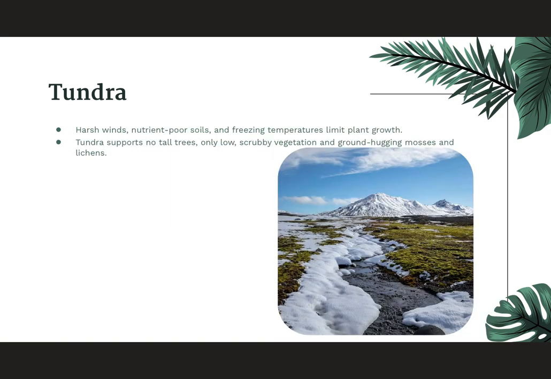So the tundra also has very harsh winds, nutrient poor soil, and freezing temperatures that limit plant growth. The tundra supports no tall trees and only low scrubby vegetation, and ground hugging mosses and lichens. So if you look here on the picture, that's an example of the lichen. It's like a thick moss, like a grass.